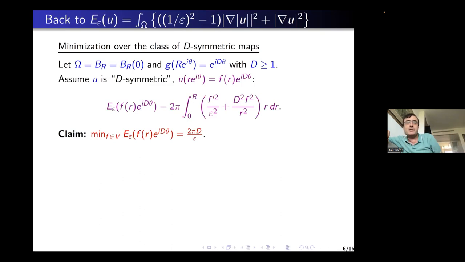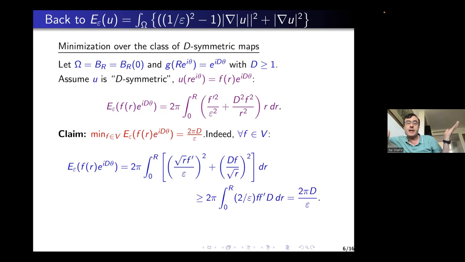And it turns out that minimizing over this class of functions, we can easily compute the minimal energy for each fixed epsilon. It's exactly 2 pi d over epsilon. And the proof is one line. We write the energy above as the integral of a sum of two squares. We apply the Cauchy-Schwarz inequality, well, the inequality that a squared plus b squared is greater or equal than 2ab. And then we find an integral that all of us can compute, and it turns out to be 2 pi d over epsilon.